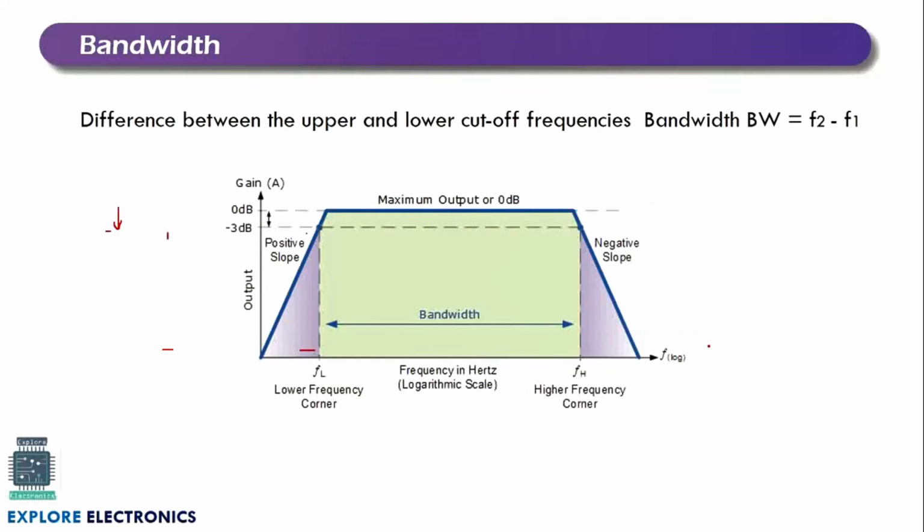And this figure might give more information, where you can observe that this is the bandwidth, and we are not going to consider these two areas. We consider this as the bandwidth by taking 3 dB lower than the maximum output. This is the lower cutoff frequency, this is the higher cutoff frequency, and this is the bandwidth.